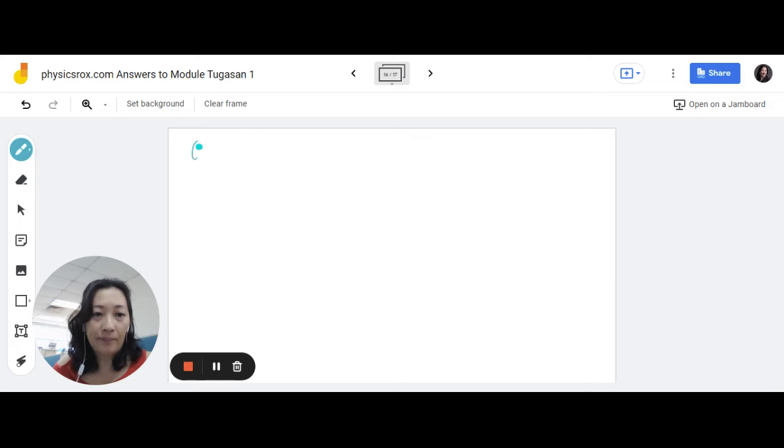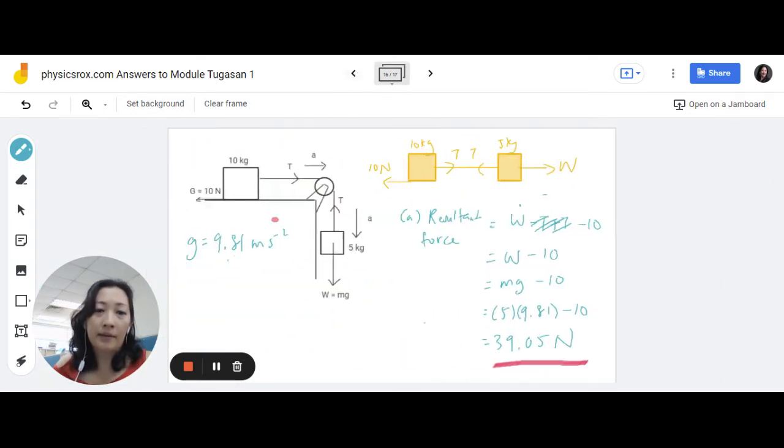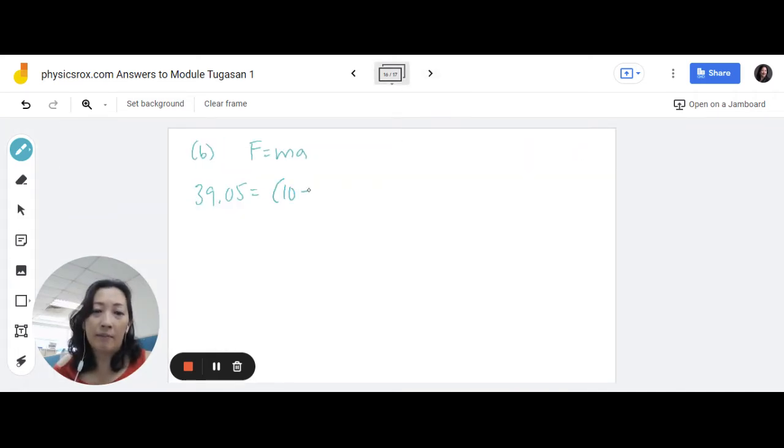To calculate acceleration, F equals ma, taking the value of F, which was 39.05. M is still the total of both. Looking at this diagram, 10 and 5, so it's still 10 plus 5 times a. Working this out on my calculator, 39.05 divided by 15 gives 2.603 meters per second squared.